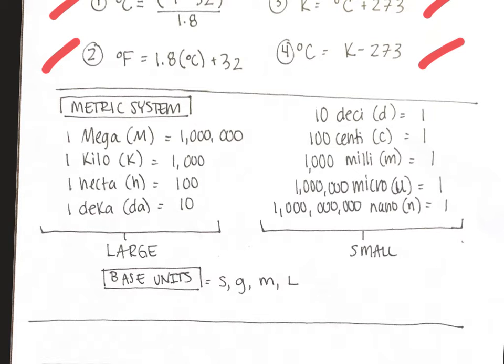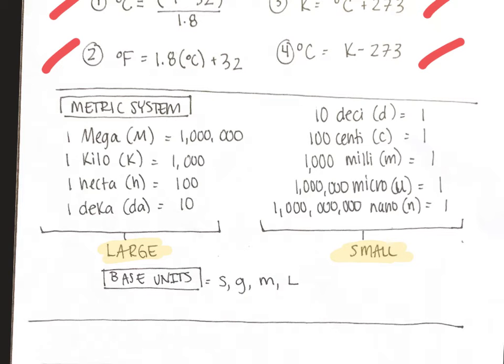So you'll notice here, these first couple here are the large ones. So mega, kilo, hecta, deca. Those are all my prefixes that are bigger than my base units. Over here, these are my smaller ones. Okay, so deci, centi, milli, micro, and nano. Those are smaller than my base units. So remember what I told you guys in class. The larger one is always set equal to 1. And then we put these numbers, so 1,000,000 or 1,000 or 100, we put that with the smaller unit, okay?